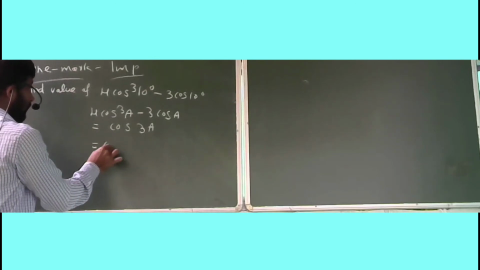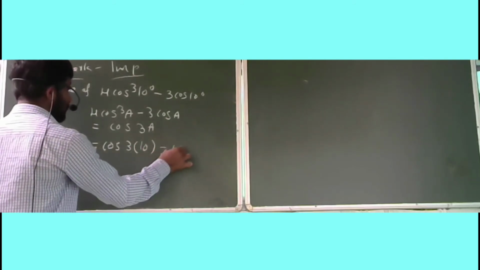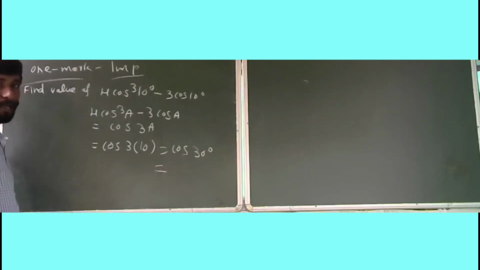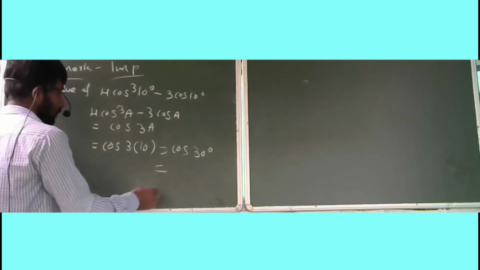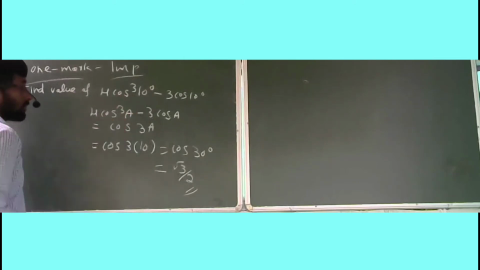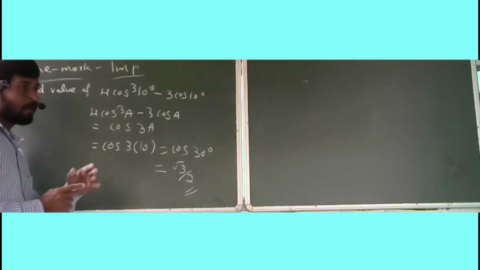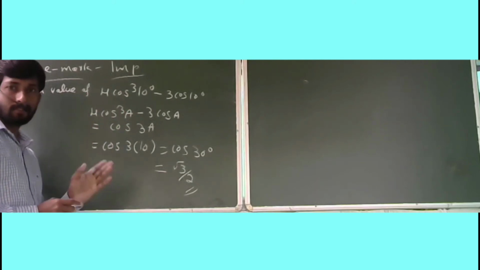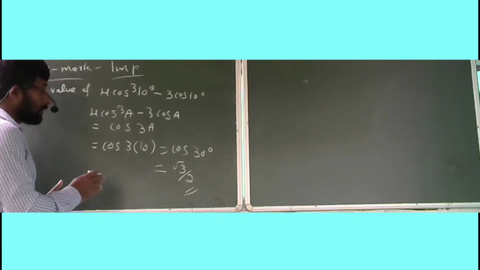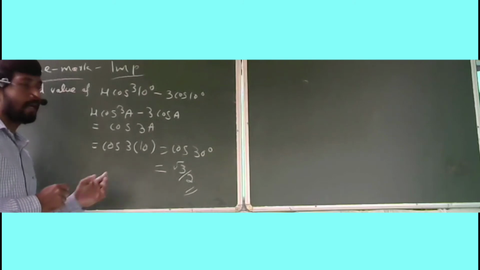It's equal to cos 3 into what's the angle A? A is equal to 10 degree. It's equal to cos 10 into 3, is equal to 30 degree. Cos 30 degree, what's the value? Cos 30 degree is equal to root 3 divided by 2. Therefore, value of the given question is equal to root 3 by 2. It's one of the very important questions. They give the cos 3A formula or sin 3A formula. In that formula, just substitute the angle A value, then use the standard angle, you will get the answer.